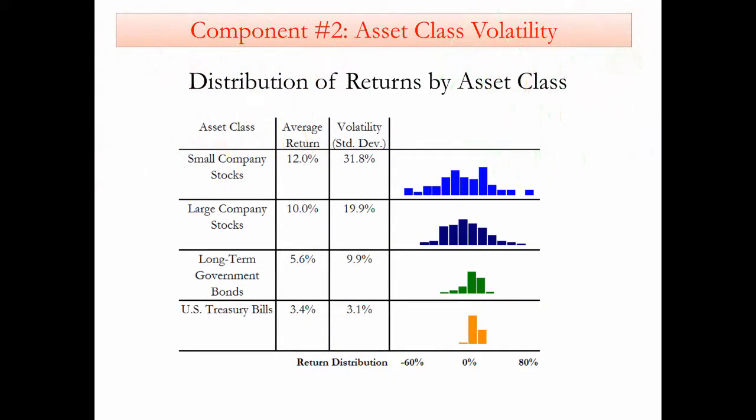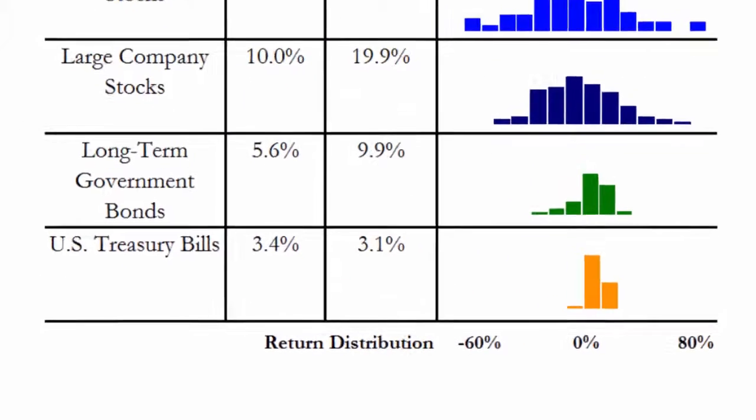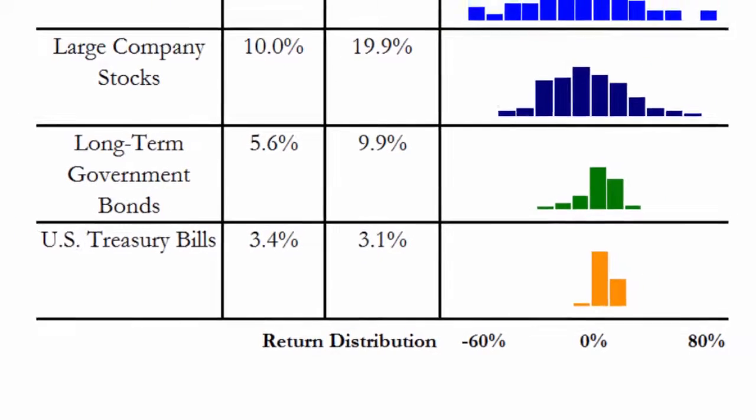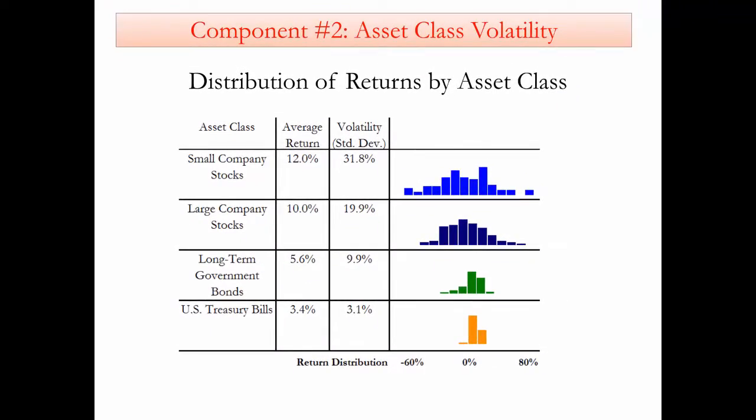Now, let's look more closely at component number two, asset class volatility. This chart shows the distribution of returns by asset class from 1926 to now. Starting at the bottom, notice how U.S. Treasury bills in orange have a narrow band of return rates from just barely at 0 to maybe 6%, with an average of 3.4%. The 90 years of data for T-bills is spread across a very narrow range of returns, making the standard deviation or volatility very low also. If you were only invested in T-bills, you wouldn't make much money, but you'd have a very smooth ride.